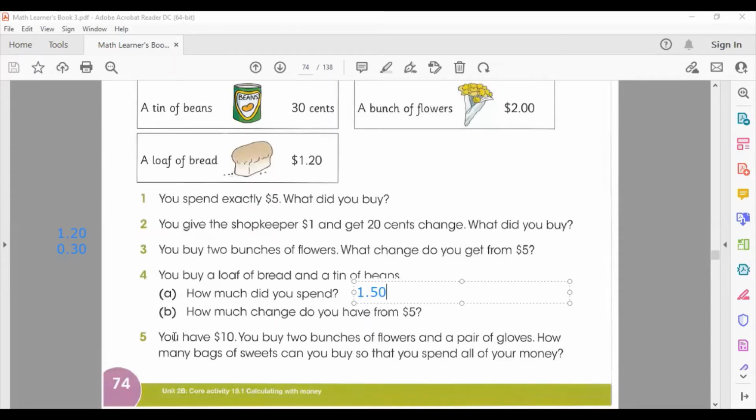$1.50. How much change do you have from $5? From $5, if we subtract $1.50, it comes to $3.50. $3.50 is the change.